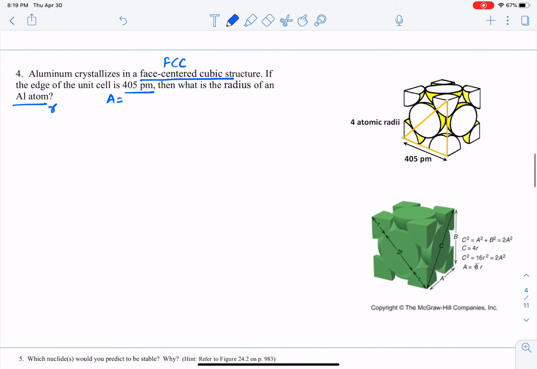Okay, so if you see this structure, you can understand that this diagonal is equivalent to 4r, that is 4 times the radius. So if we can find this D, we can find the radius. First, to find D, we need to find its relationship with this A, that is 405, and here it's already given, but if you want you can do a direct calculation. I can show you, but I think there's no need for that.